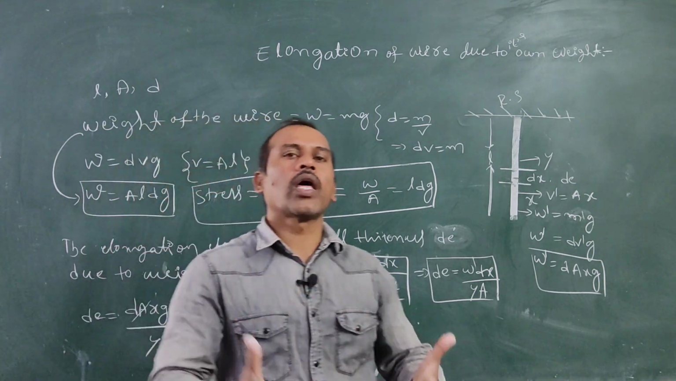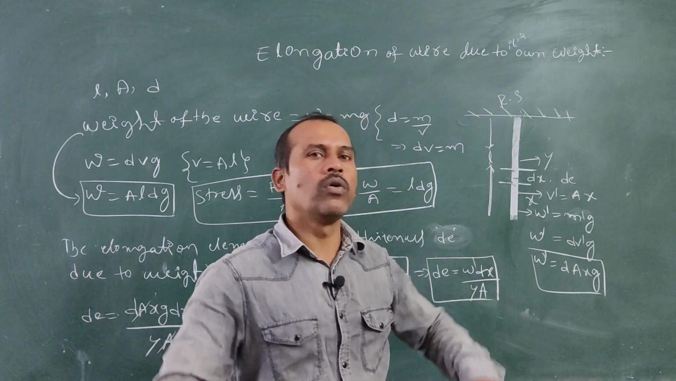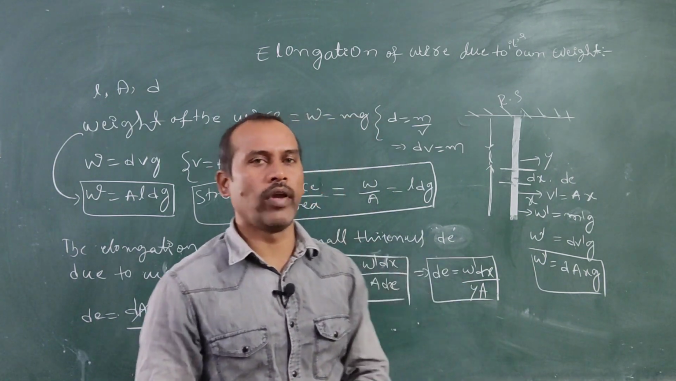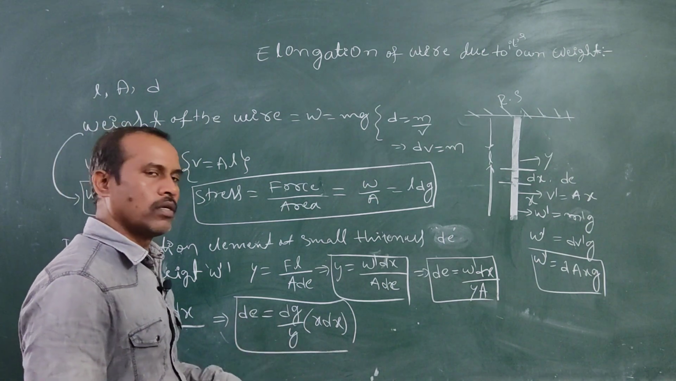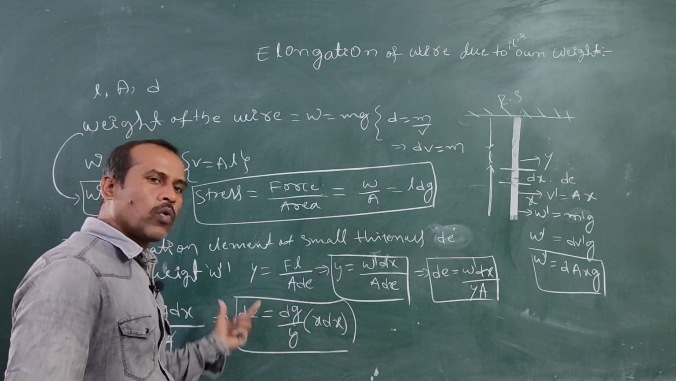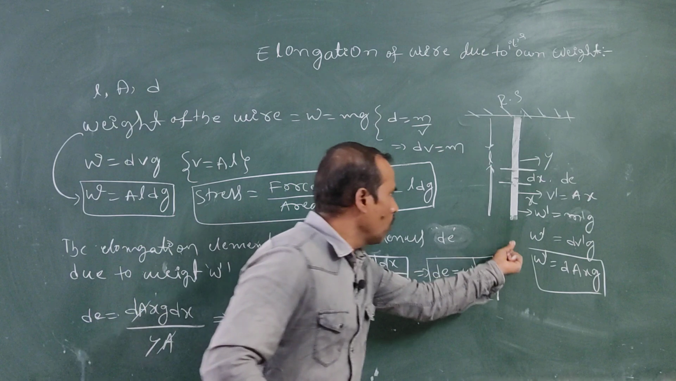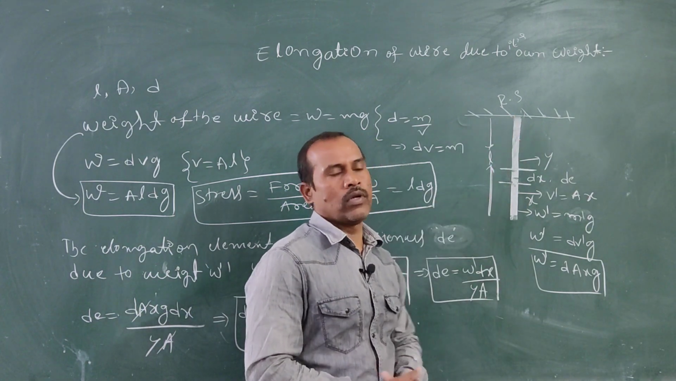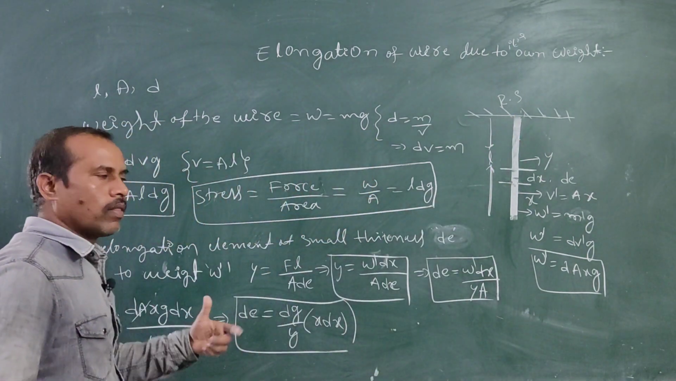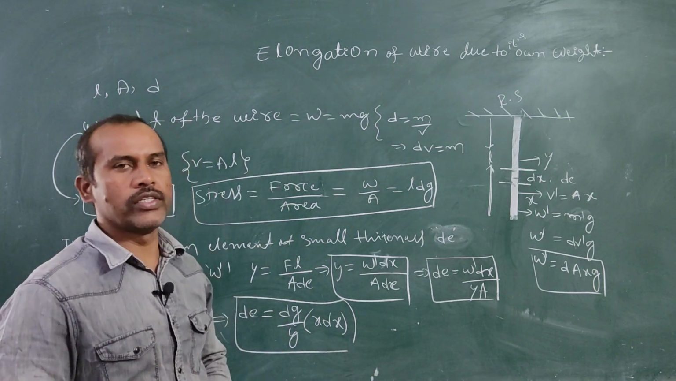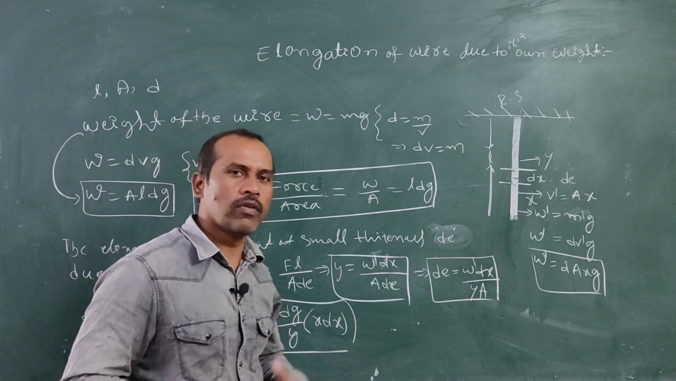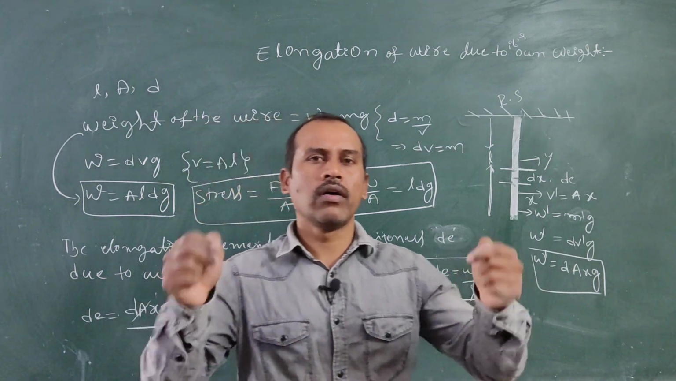Now the total elongation in the wire due to its total weight. Integrating this equation on both sides, from 0 to E and 0 to the total length L, we will get the total elongation in the wire.